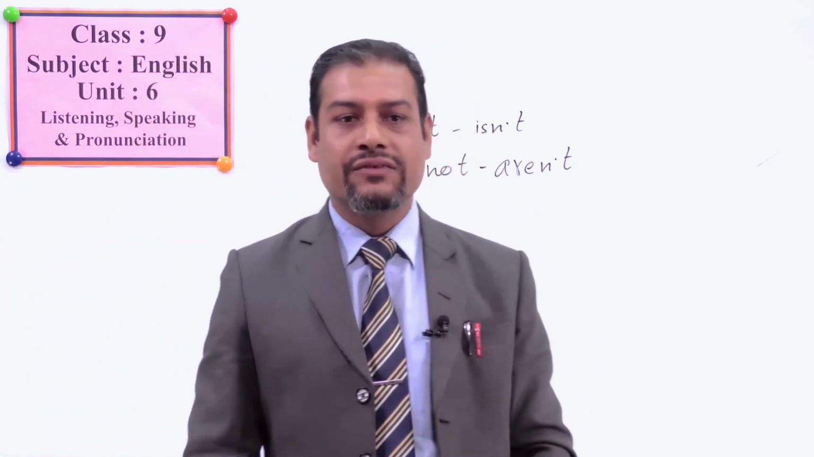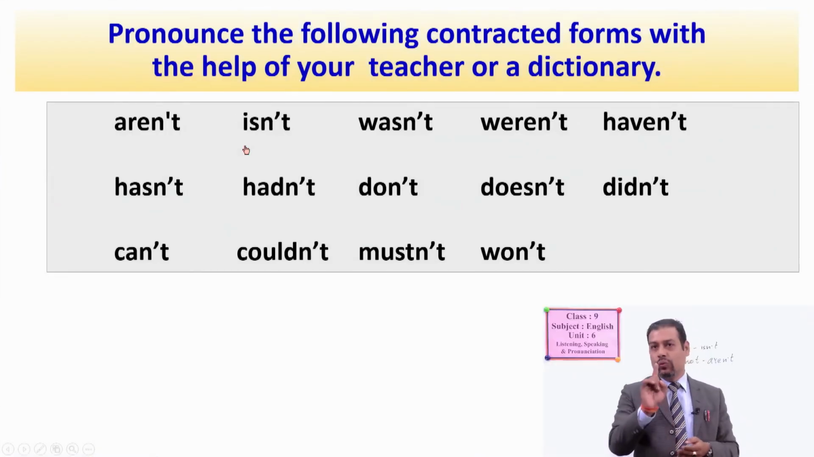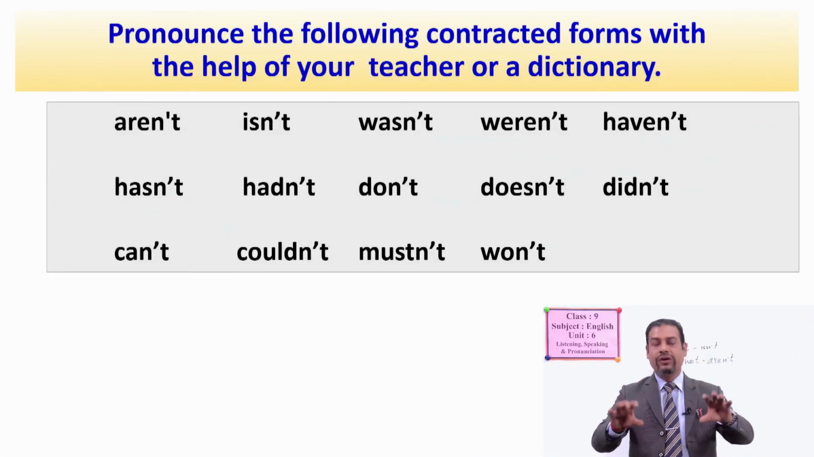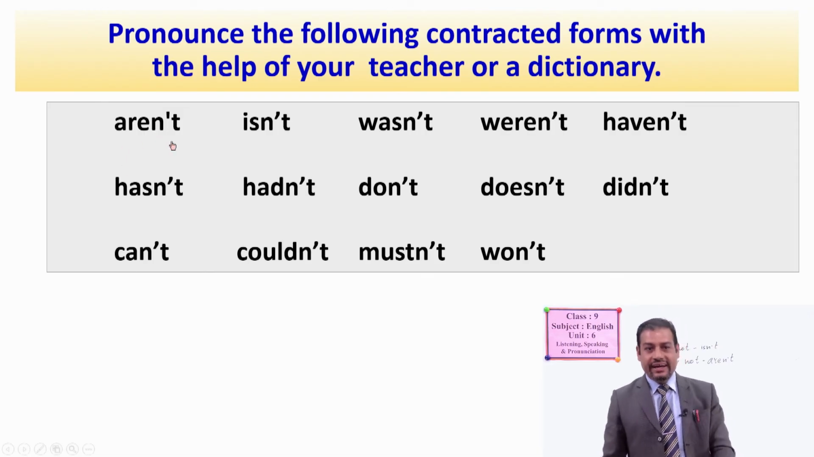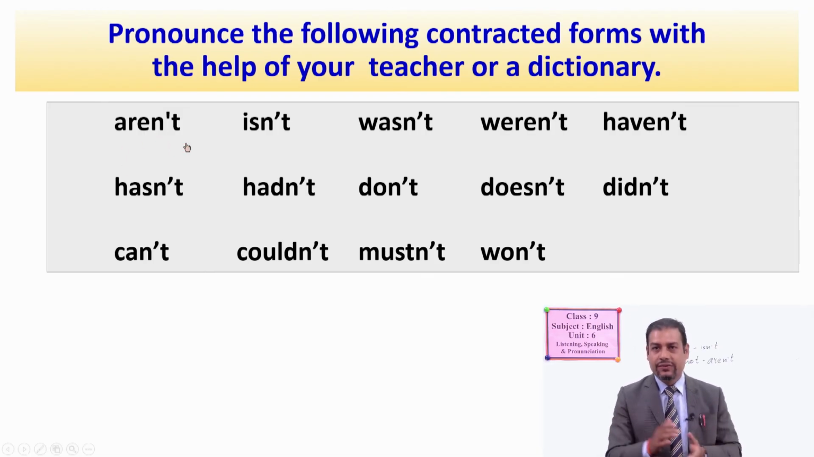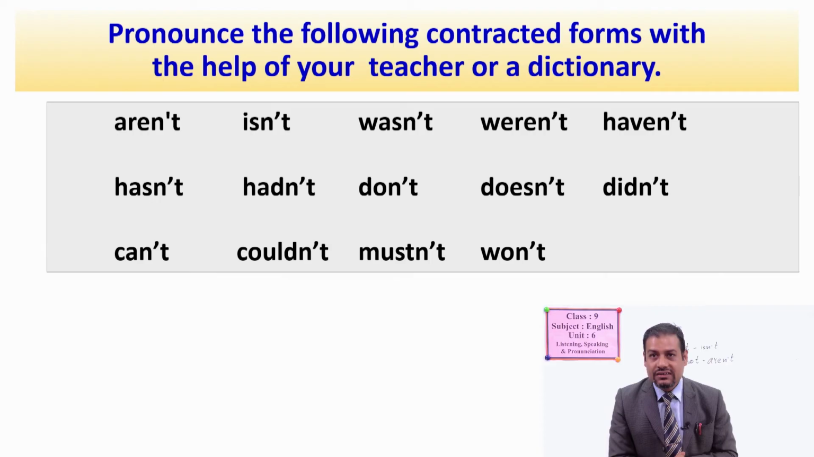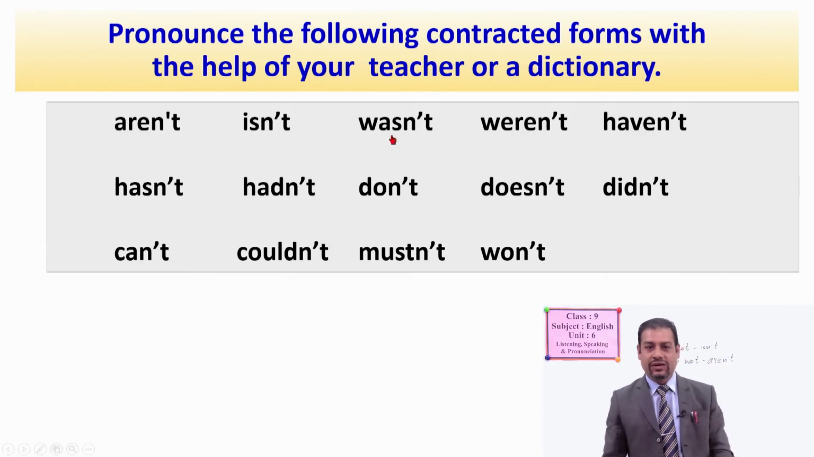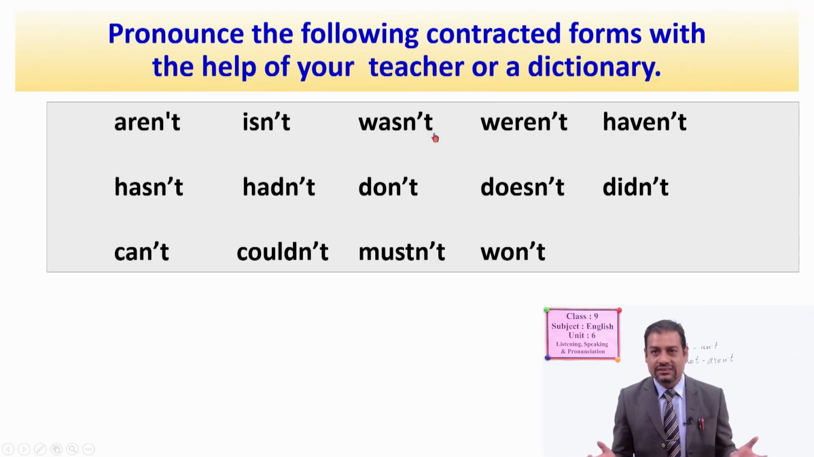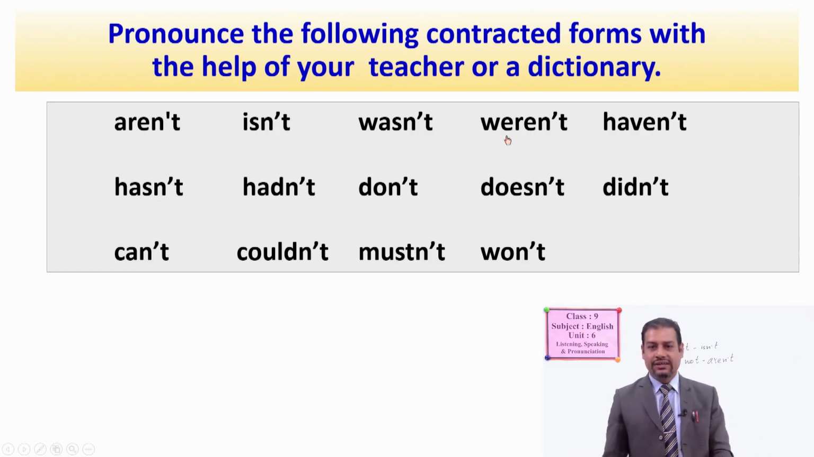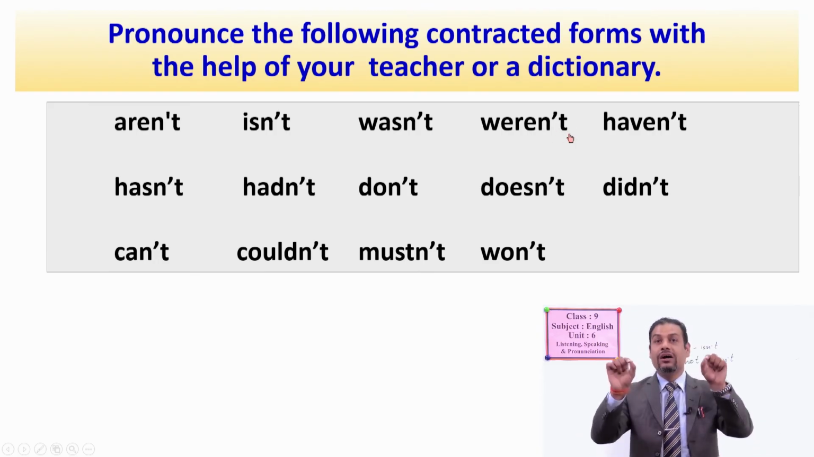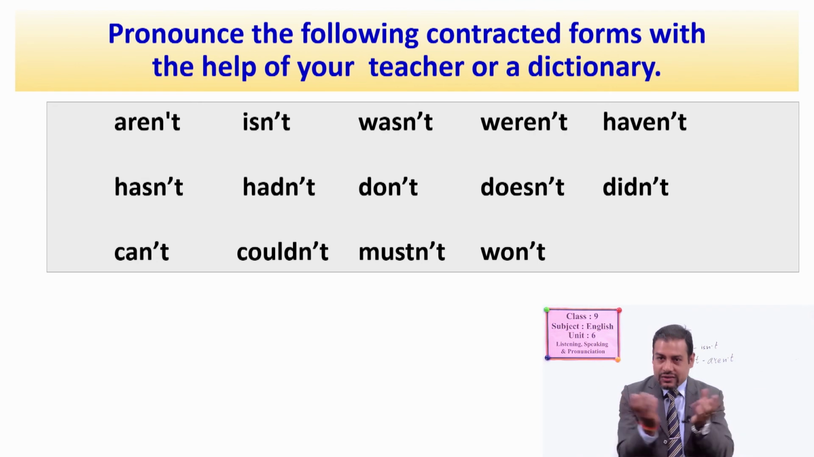Now we have a list of words here. Let's practice one time for each, and you can practice more at your home. Aren't. All of you practice aren't. Good. Next one, isn't. All right. Next one, wasn't. Okay. Now again we have weren't. We have to use an apostrophe, okay, to contract the words.